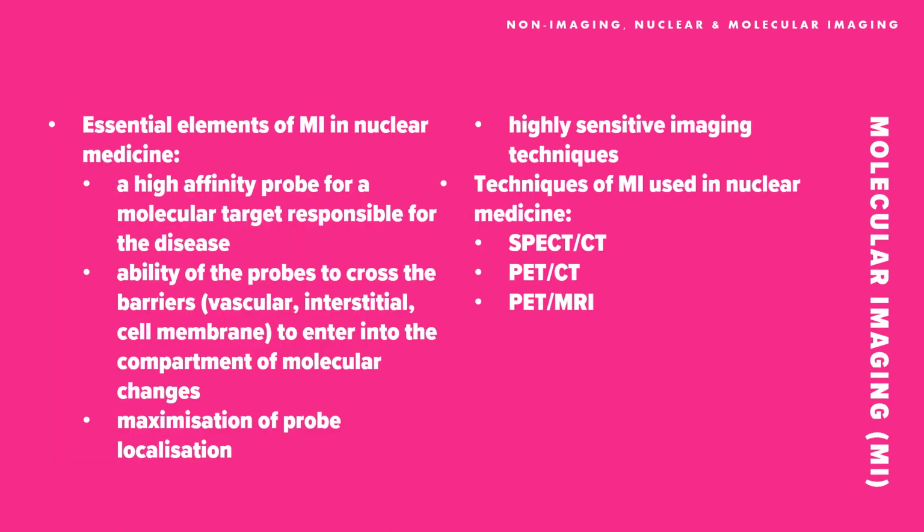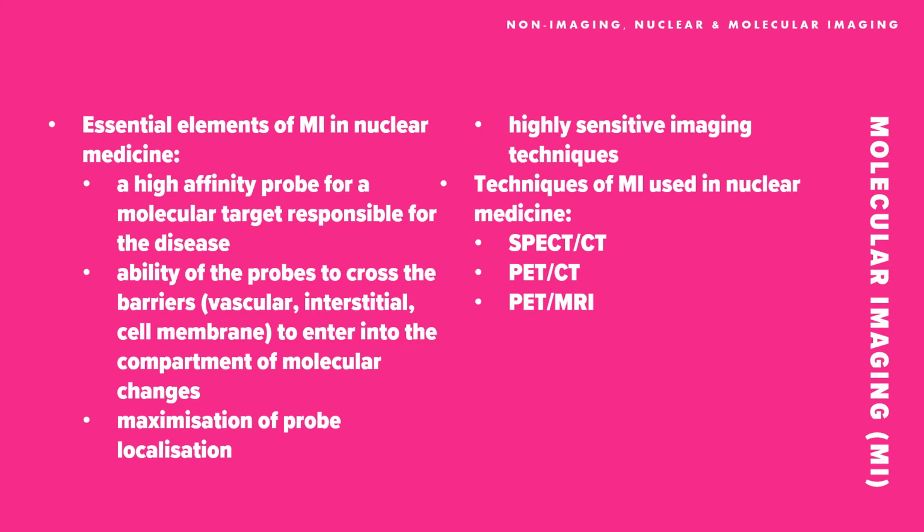Briefly, when we talk about MI in nuclear medicine, there are a few things that you need to understand and need to focus on. First of all, they will use a high affinity probe, which is specific to target particular tissues or cells. And of course, the probe must have the ability to cross the barriers. For example, it can cross the vascular, interstitial, and the cell membrane, so that the molecule we use as tracer can bind to the particular target, perhaps some kind of cells or tissues, and then it will localize there.